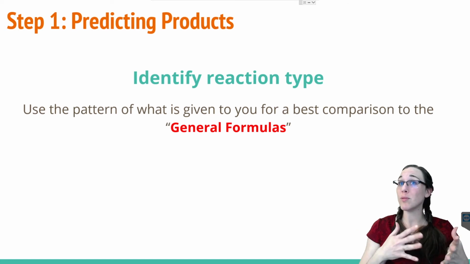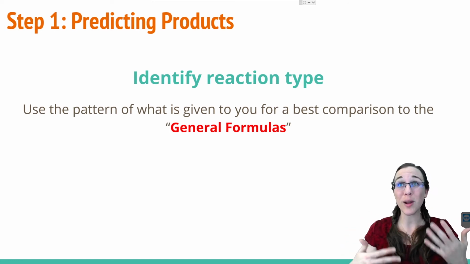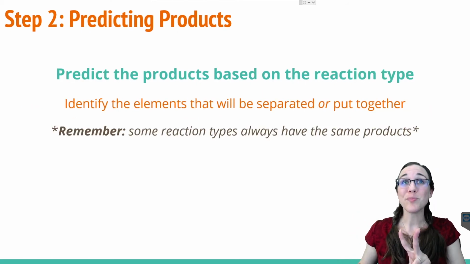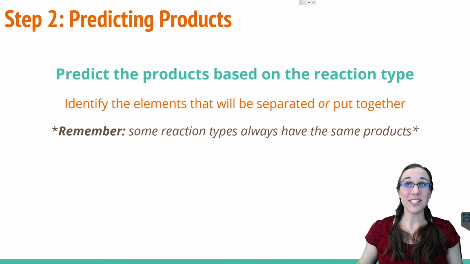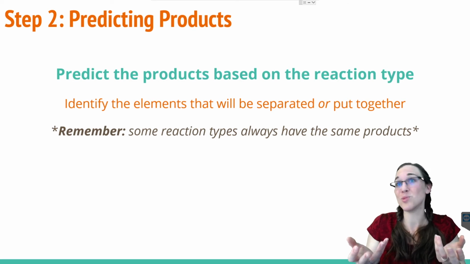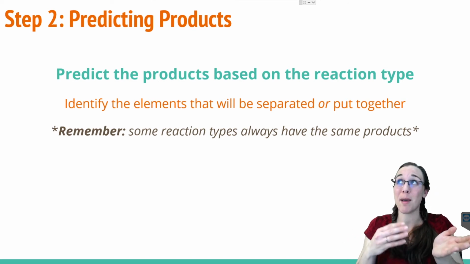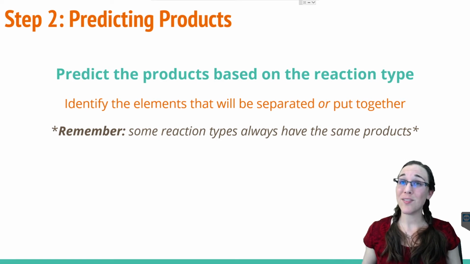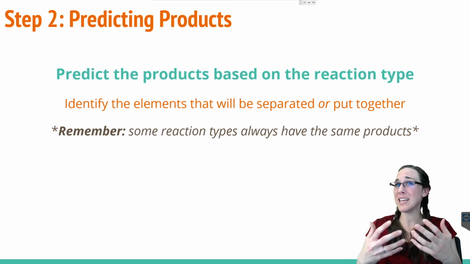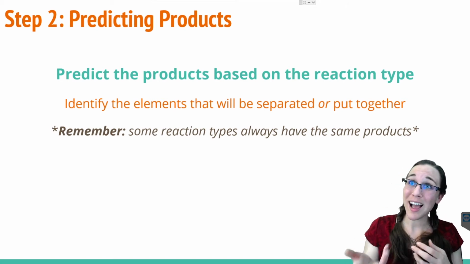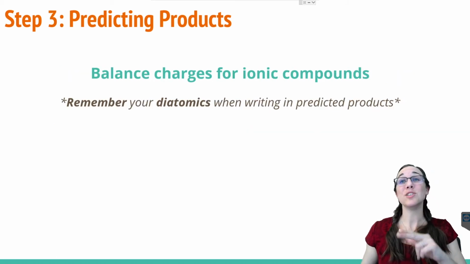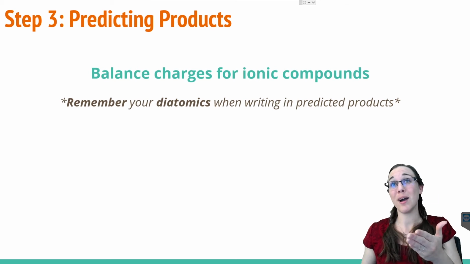Use the pattern of what was given for the various types of chemical equations that we have, using those general formulas as comparisons. Step two, predict the products based on the reaction type. Just like we know for combustion, it would always make CO2 and water, so you can predict that those would be the products if you have reactants that match a combustion reaction. Make sure you identify the elements that would be separated apart or put together, and keep in mind that some will always have the same products. Step three is then to balance the charges for ionic compounds through drop and swap.